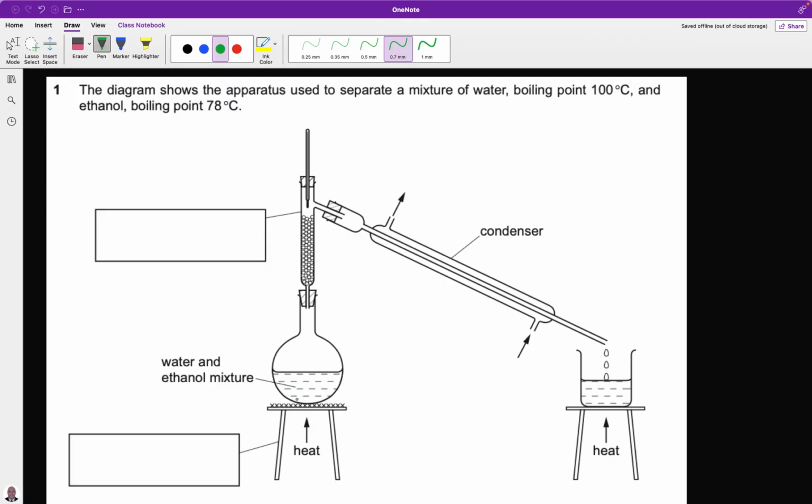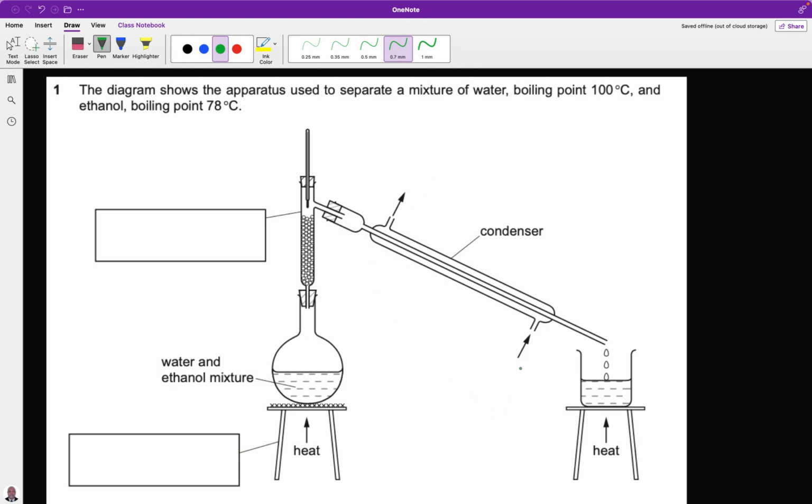There is a mixture of ethanol and water here. There is the collecting beaker. Under the collecting beaker, there is a stand for the collecting beaker. There is heat on the collecting beaker. There is water entering here, and there is also water coming out here.